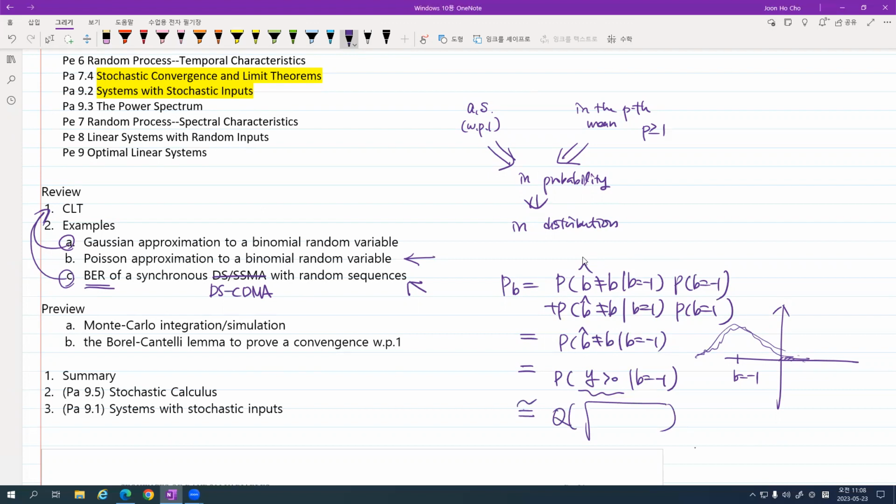So if you are interested in computing the bit error rate, packet error rates, and sum error rate, in many cases, you are interested in the approximate CDF of something. And to prove that it is close to, for example, Gaussian, or sometimes Poisson, you just need to prove convergence in distribution.